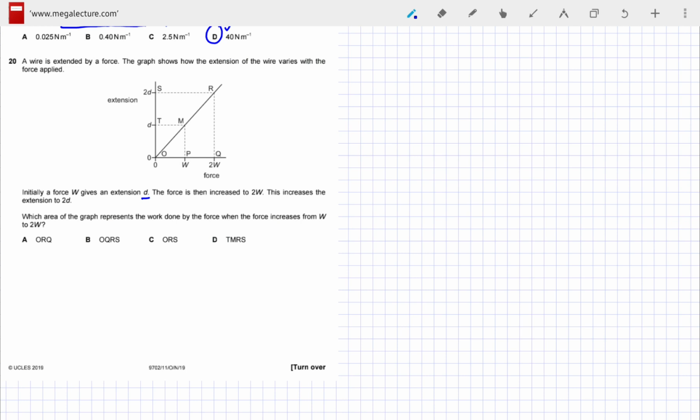But note over here that the graph is inverse, so we have extension against force. So for the work done in the W graph, it is actually the area of the triangle OMT, so it is this area, because force is on this axis and the extension is on that axis. Similarly, in the 2W graph, it is the area of the triangle ORS, so this entire area. And therefore, the work done to increase the force from W to 2W would be the difference between these two areas, which would be the region TMRS. So the option is option T.